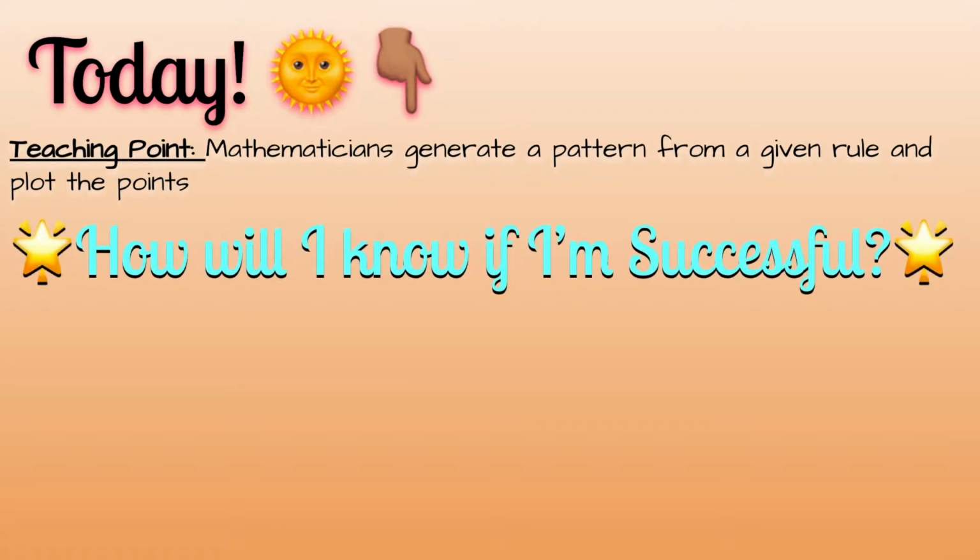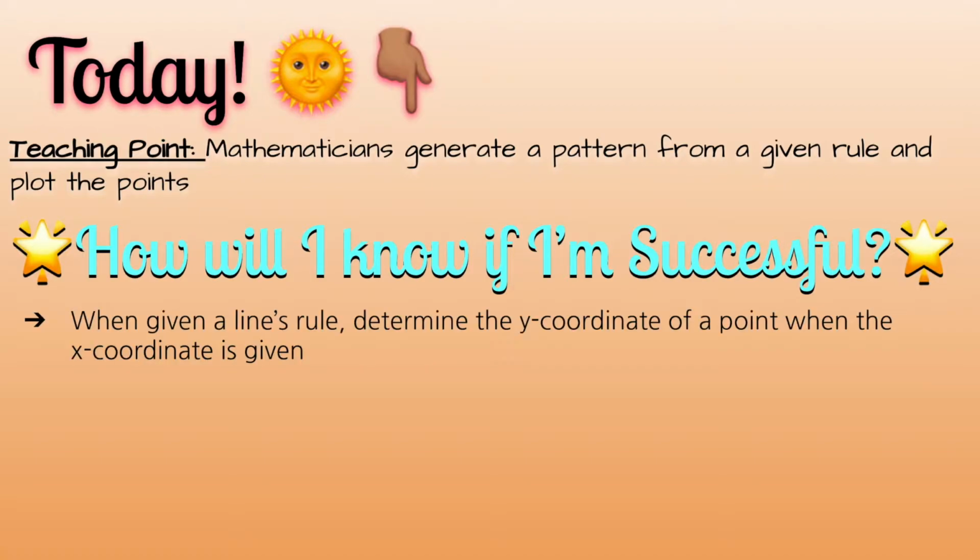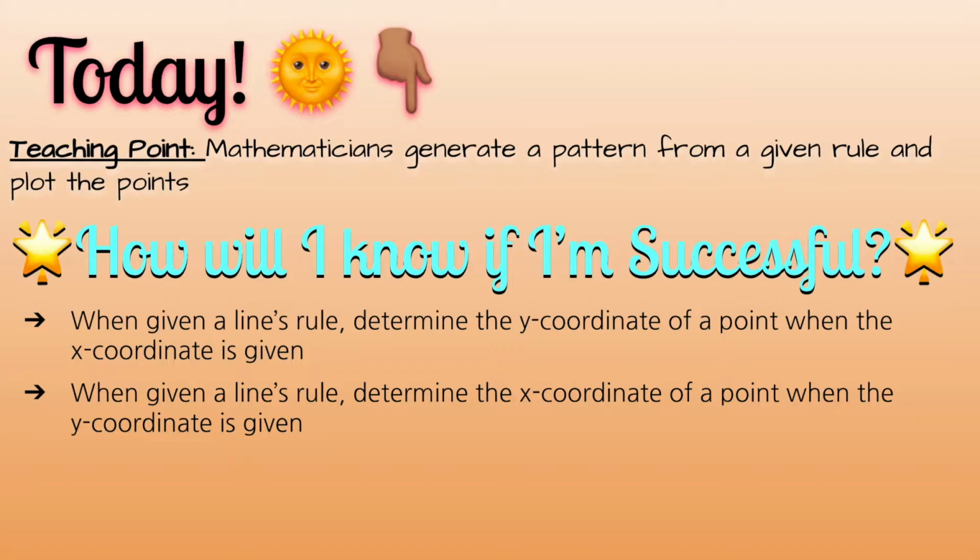Let's talk about how you'll know if you're successful. What's your success criteria, or what should you accomplish by the end of the day? By the end of this lesson, you'll be able to determine the y-coordinate of a point when the x-coordinate is given, but you have to be given the line's rule. Also, when given a line's rule, you'll be able to determine the x-coordinate of a point when the y-coordinate is given.